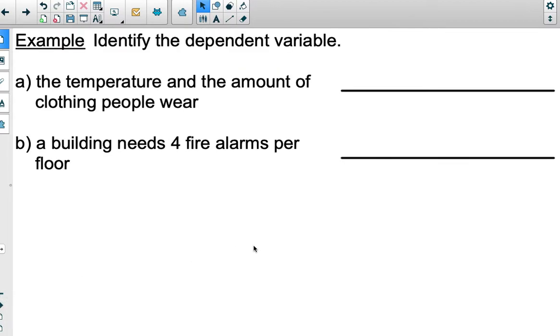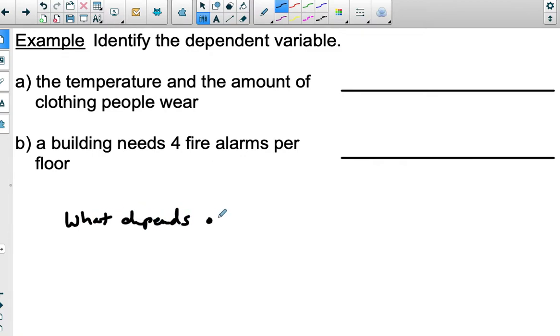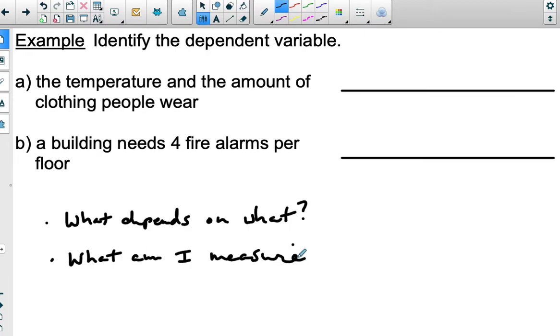All right, identifying the dependent variable. So what we have to ask ourselves here is, what depends on what? That is quite often a question I ask myself, and sometimes I ask myself a secondary question: what am I measuring, or recording, or researching?